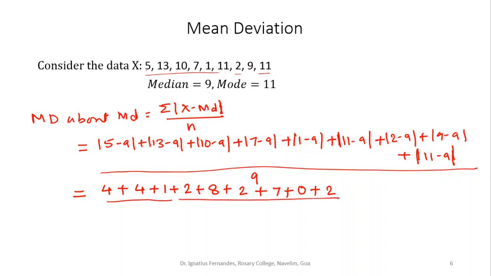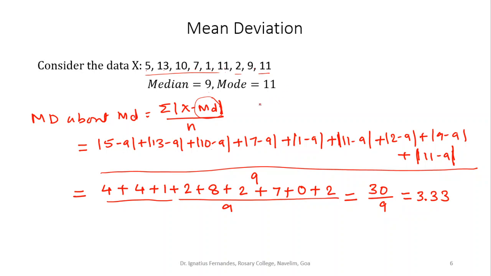This is divided by 9. If you add all these values, I have 4 plus 4, 10, 11, 21 and 9, 30. 30 divided by 9, and this is 3.3. So the mean deviation about median is this. So we are using median as our central location.